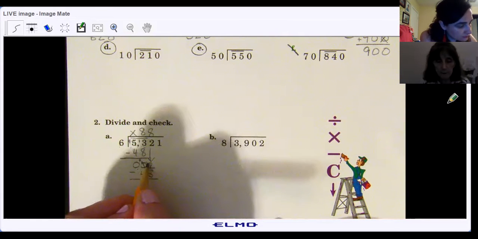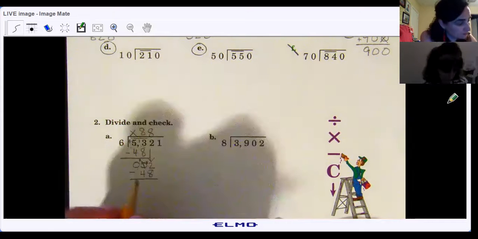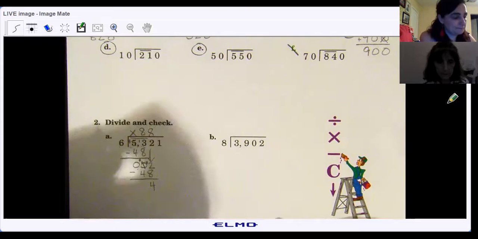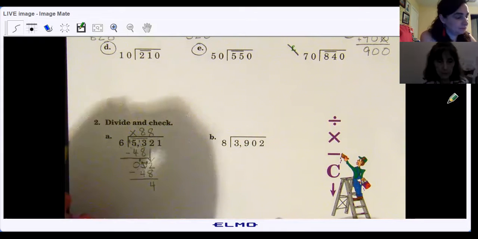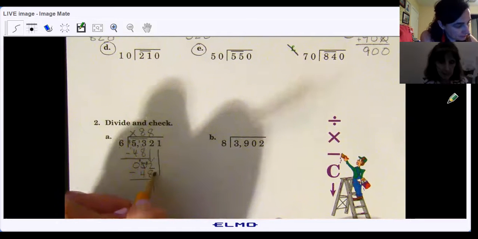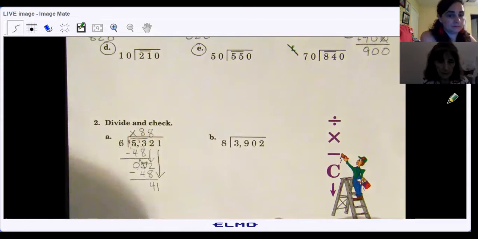8, you have to borrow. 12 take away 8 is 4. Okay, and 4 take away 4 is 0. 6, we're going to compare. 6 won't go into 4, but you have help, so you're going to bring it down. All right, and you have 41.